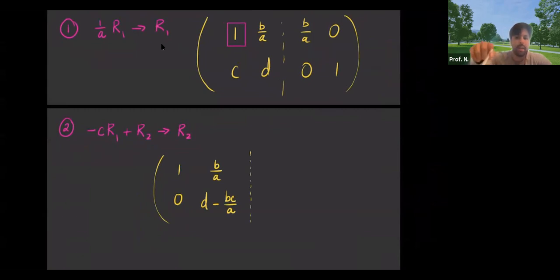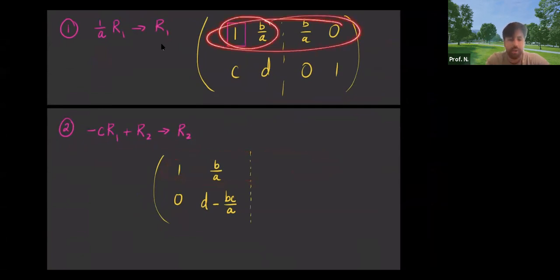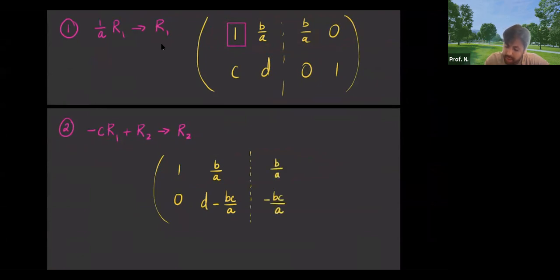And then I do the same thing on the other side, because I'm applying it to the entire row. I'm multiplying B over A by negative C here, and I'm adding it to this. So this becomes negative BC over A. This is B over A. This is 0, and this is 1. Why is this 1? Because when I multiply 0 by negative C, I get 0. 0 plus 1 is 1. So this remains 1. So far, so good, guys.